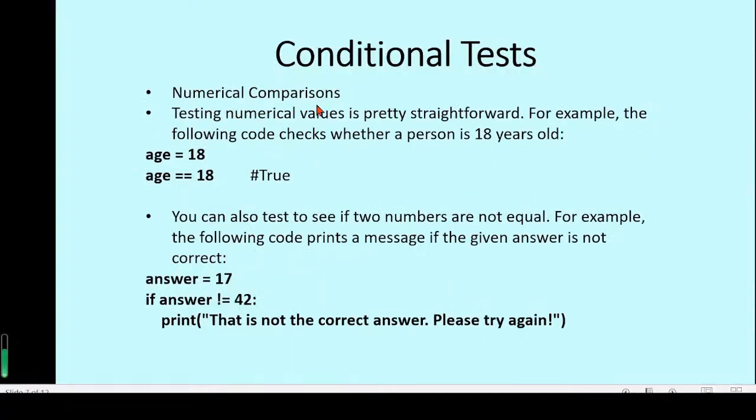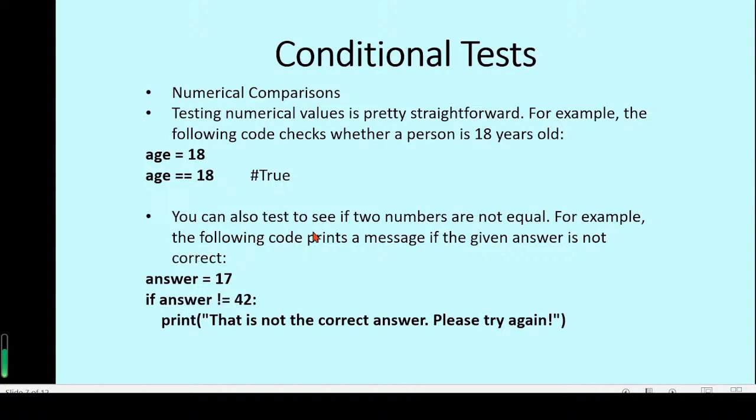And the numerical comparisons. So testing numerical values is pretty straightforward. For example, the following code checks whether a person is 18 years old. So if the person is 18 years old, then you test numerically if the age equals 18. You get a true result.